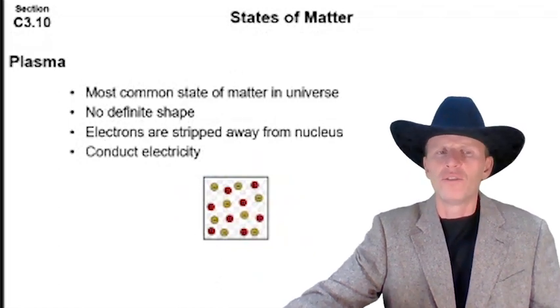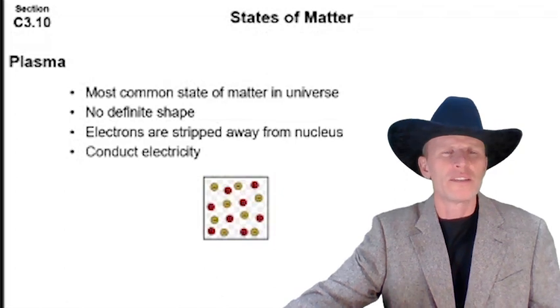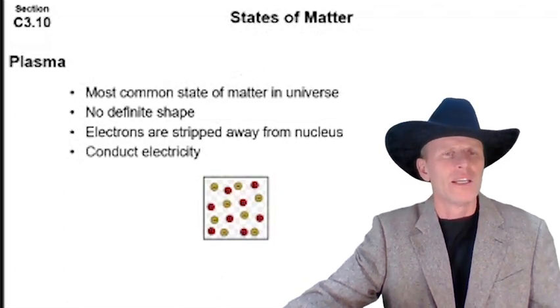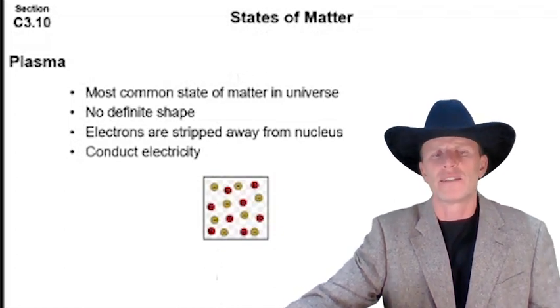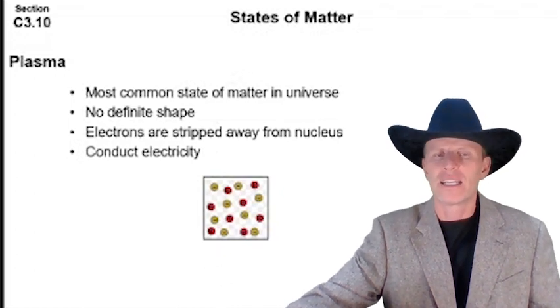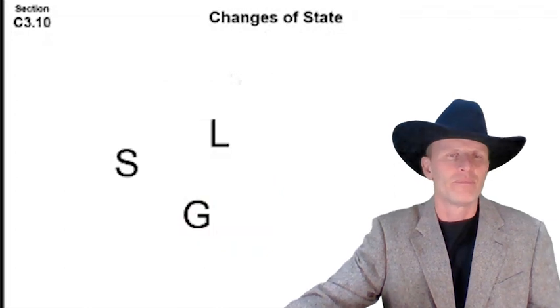And then that leads us to the most common state of matter in the universe, which has no definite shape. This is called plasma. Now, plasma is where the electrons are stripped away from the nucleus, and that allows this state of matter to conduct electricity, like in neon lights.